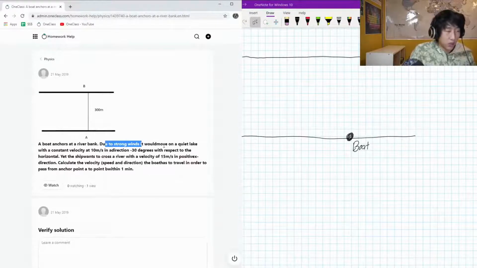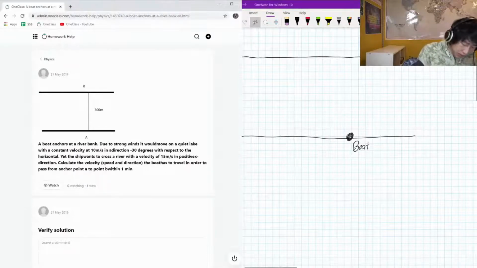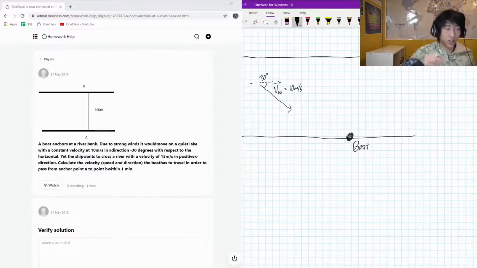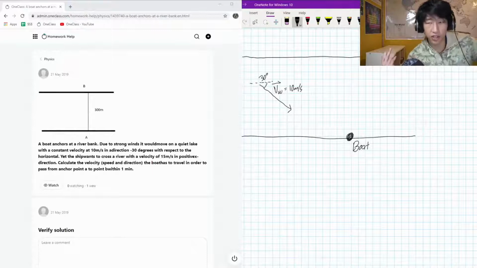Due to strong winds, it would move on a quiet lake with a constant velocity of 10 meters per second in a direction negative 30 degrees with respect to the horizontal. Okay, so essentially what that means is that we have a wind speed. Let's call that VW for wind. This has a magnitude of 10 meters per second. And this angle is 30 degrees, I guess clockwise, because clockwise is typically mentioned as the negative direction of a horizontal.